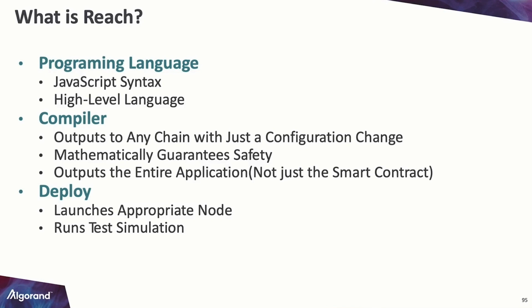Also, they just announced a couple of days ago they're going beyond JavaScript. They have support for Go, I think Java, and Rust was another one that they provided. It's got its own compiler and outputs to any chain. It's just a configuration change, and mathematically guarantees safety, outputs the entire application, not just a smart contract, and it deploys and runs simulation tests.